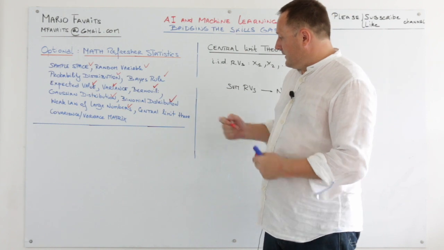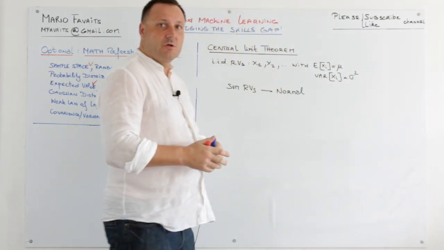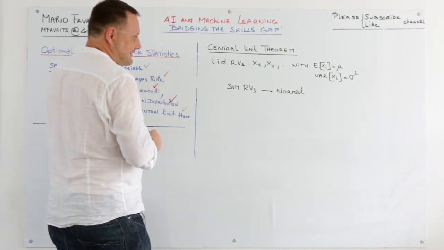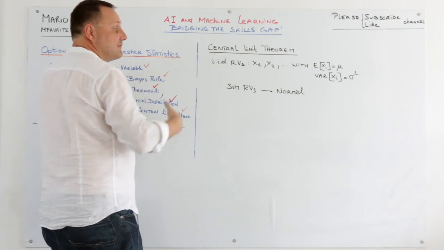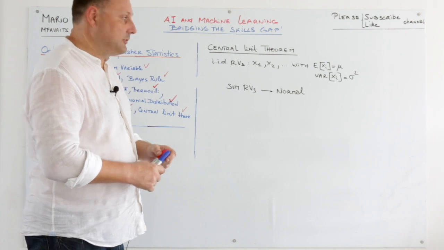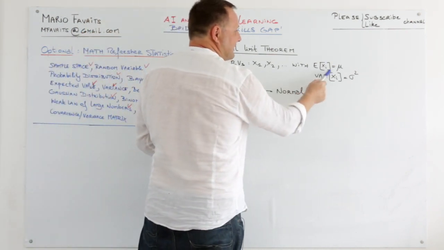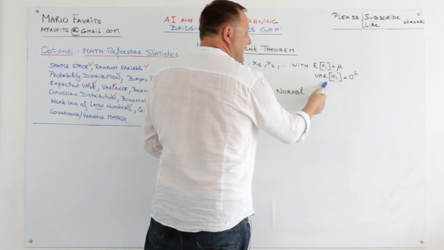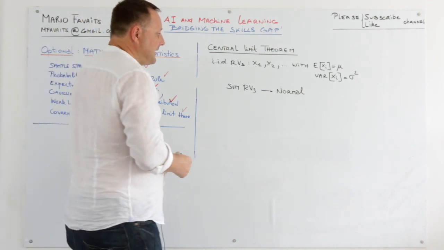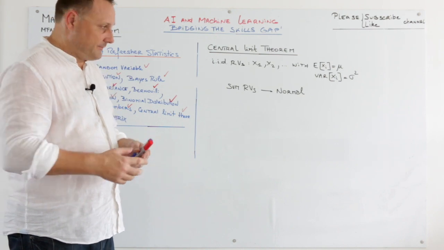Alright, let's now look at the central limit theorem. It's very short, we'll not prove the theorem. But basically what it says is, if you have a set of independent and identically distributed random variables, with an expected value or a mean mu and a variance of sigma squared, then the sum of all these random variables will be normal.